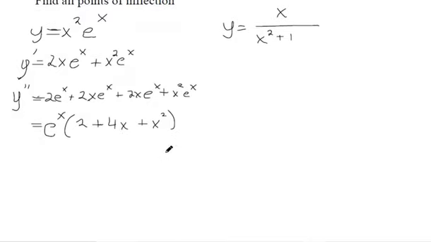We're supposed to set it equal to 0. And where the second derivative equals 0, or where the second derivative fails to exist, those are potential inflection points. We have to check them.